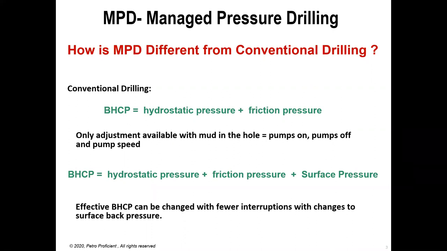But in MPD, you have these three parameters here. Basically, you have your mud density, your friction pressure, and you have your surface pressure. So these are the three variables that can help you in the process. The effective bottom hole pressure can be changed with fewer interruptions by changing the surface back pressure. We are talking about the surface back pressure, this element that can be changed.